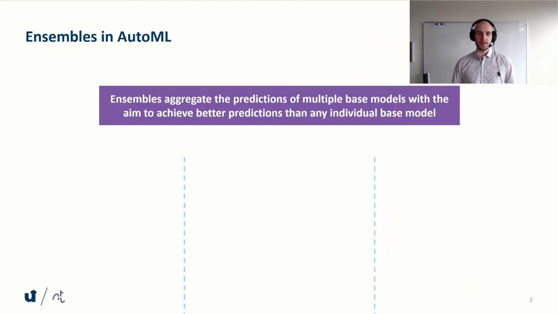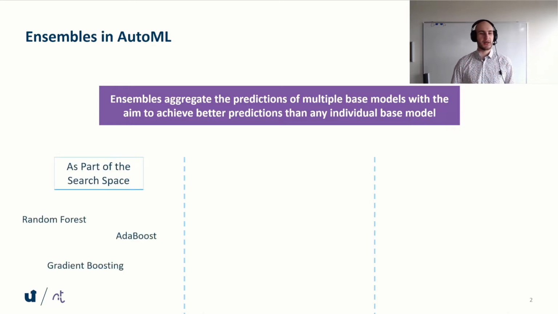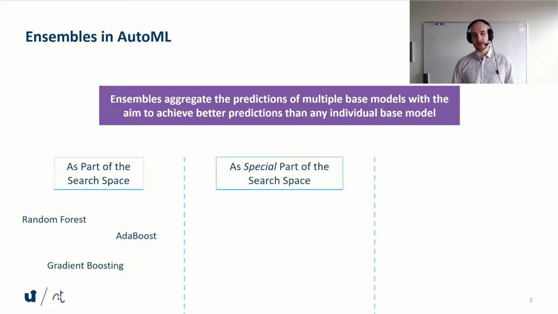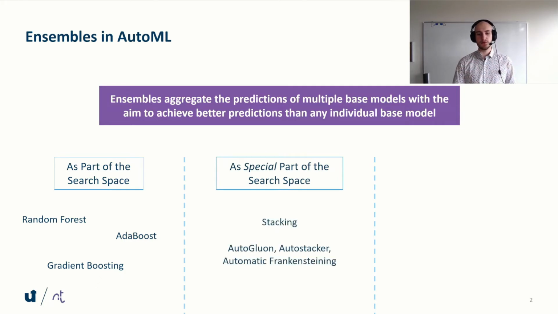The idea of assembling is to aggregate the predictions of multiple base models with the aim to achieve better predictions than any individual base model. And in this format, ensembles are often used in AutoML. For example, they are used as part of the search space. For example, random forest, AdaBoost, or gradient boosting are often used in the search space. Or they are used as a special part of the search space. Here, a famous example is stacking, implemented in AutoGluon, AutoStacker, or Automatic Frankensteining.